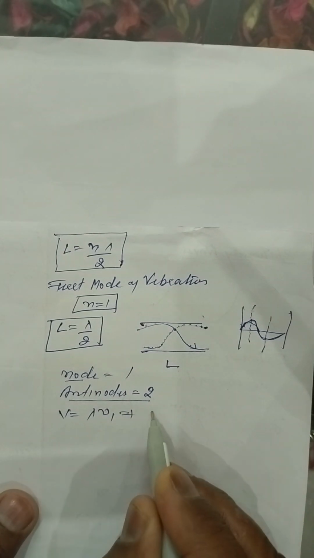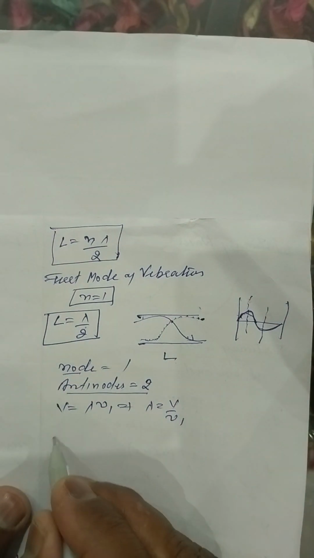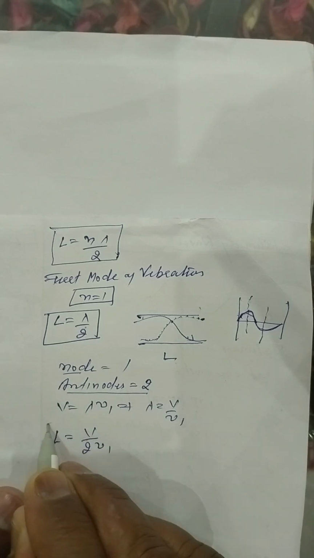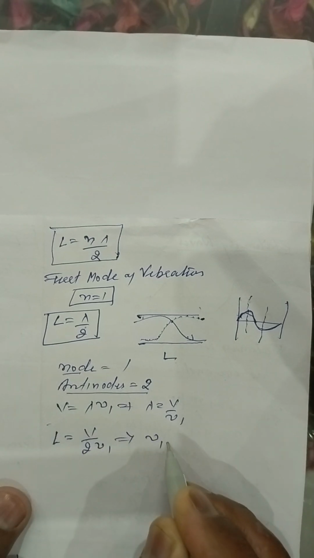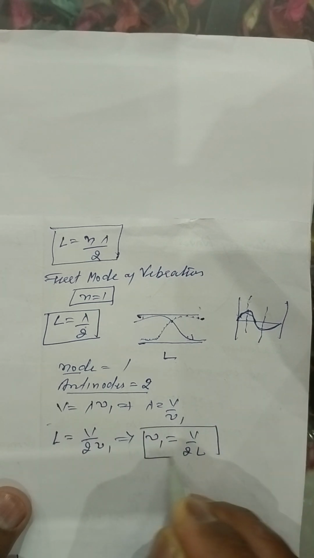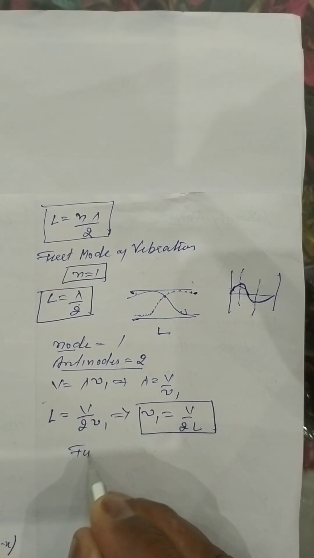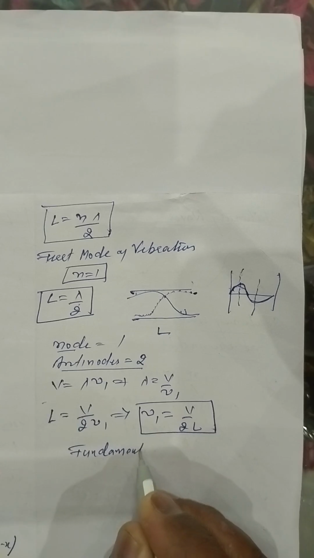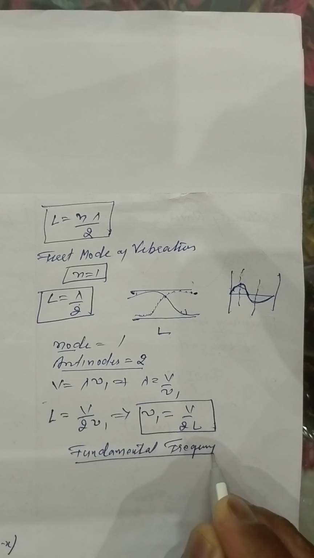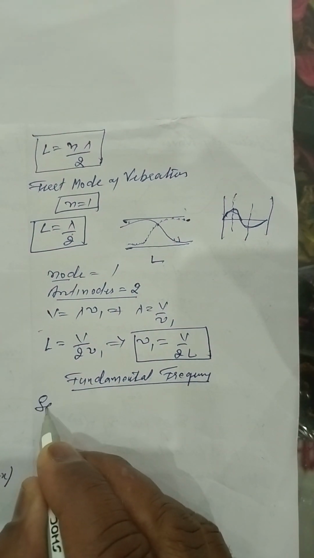So in case of lambda, it will be V upon nu 1. Put in this equation the value of lambda. So L will be equal to V upon 2 into nu 1, and this implies that the first harmonic frequency is V upon 2L. So this is the fundamental frequency or first harmonic. Nu 1 is the fundamental frequency.